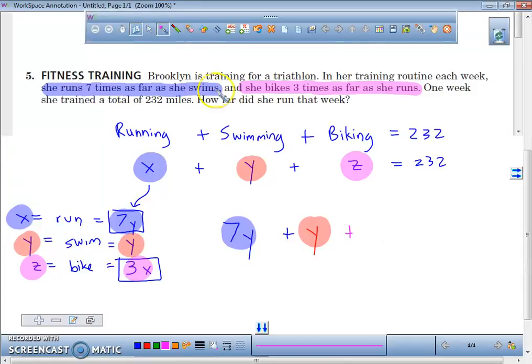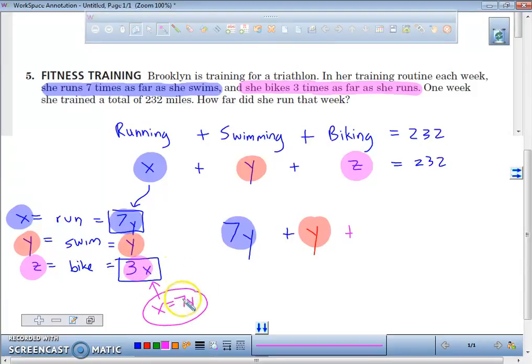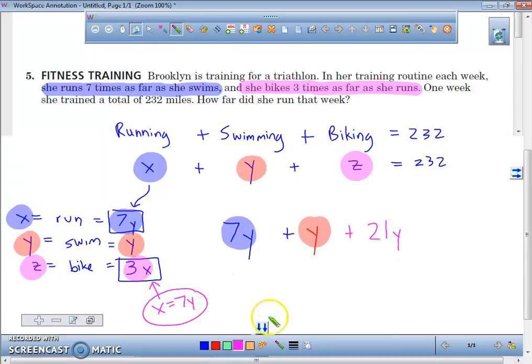You can though. Wait a second. What does X represent? X is equal to 7Y. So what is 3 times 7Y? 21 Y's. And that's right there. That's the concept of substitution that you want to be able to use.